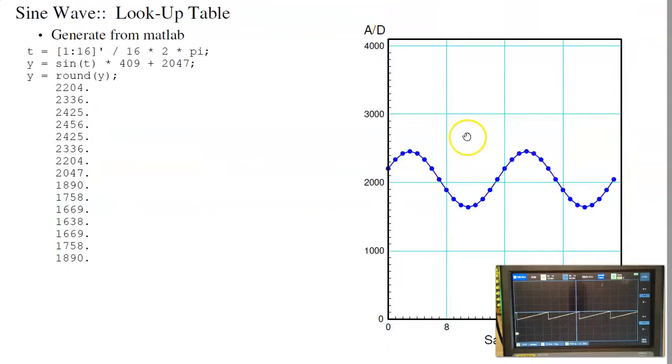Another way to do a sine wave is a lookup table. So here in MATLAB, I'm going to generate a sine wave with 16 points. So I just have t going between 1 and 16, scaled, so it goes 0 to 2 pi. My output is going to be a sine wave. I want it to be centered at 2047 plus minus 409, gives me the amplitude, and convert to an integer. So these are the numbers that I want to output to the D2A converter.